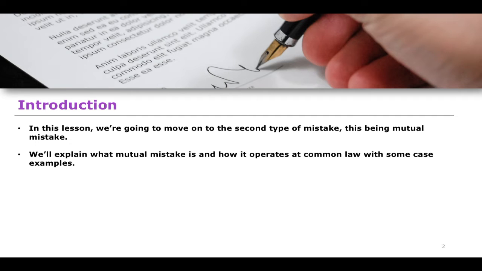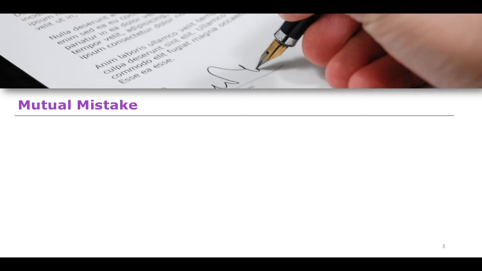Mutual mistake is a different type of principle that exists within contract law. We'll explain in this lesson what mutual mistake is, as well as how it operates at the common law with some case studies and some case examples.